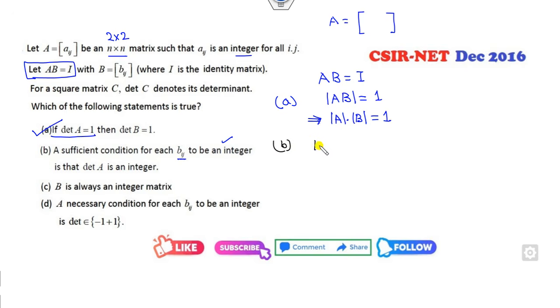That is not true, because if I choose the determinant of A is my 3, for example, then what will be the determinant of B? It must be 1 over 3. That means if I choose the example as 1, 3, clearly say determinant is this. What is my B? AB is equal to I.